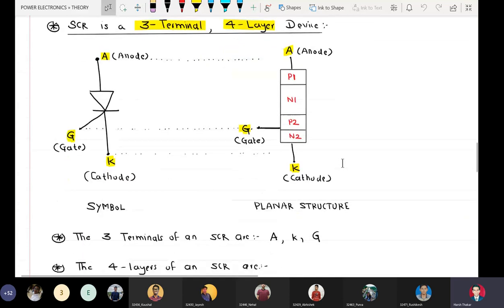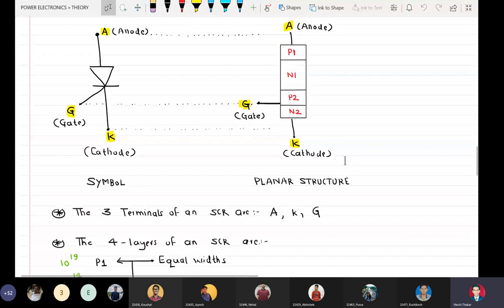At the same time, its planar structure also reveals that it is actually a 4-layer device, and the 4 layers are named as P1, N1, P2 and N2, P for P type and N for N type. We also told that all 4 layers are not equally wide, and also they do not have the same doping concentrations. As far as widths are concerned, the first, third and the fourth layer, namely P1, P2 and N2, have approximately equal widths, while the second layer N1 is the widest.